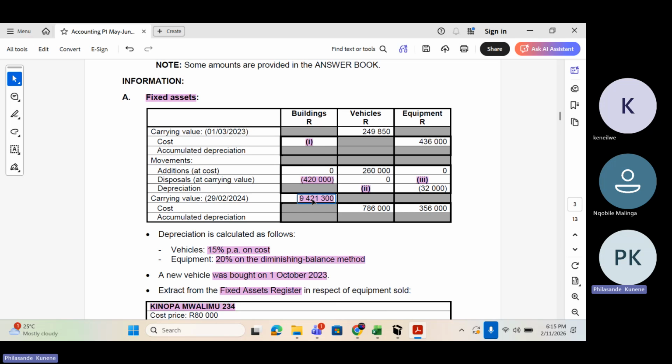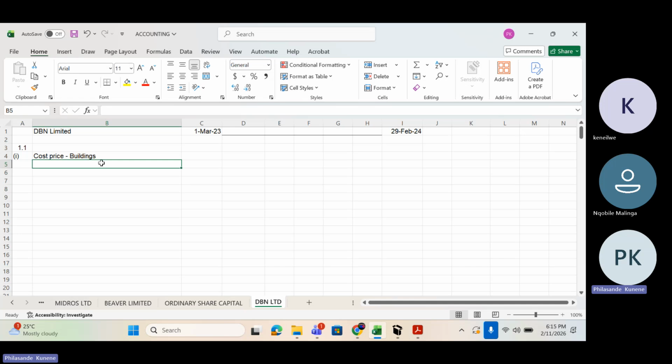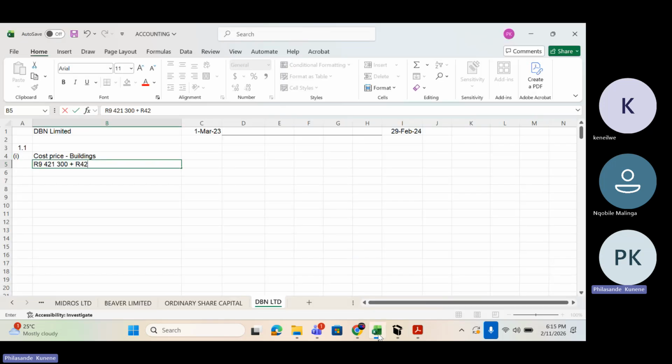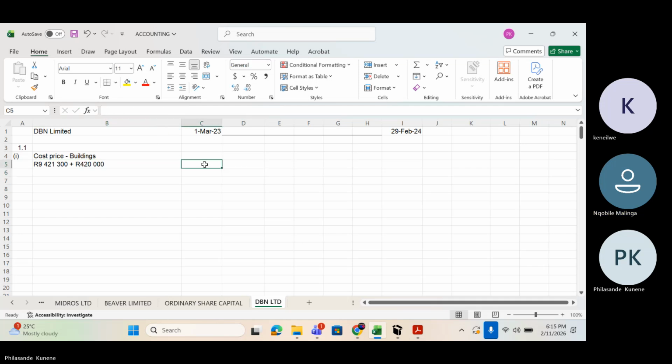So we're just going to have 9,421,300 rands plus 420,000 rands. That is going to be 9,421,300 rands, and then we're going to plus the 420,000. And then how much are we going to get if we add the two amounts? If you punch your calculator, how much are we getting? 9,841,300 rands. What is this going to be? This is going to be the cost price at the beginning for buildings, right?